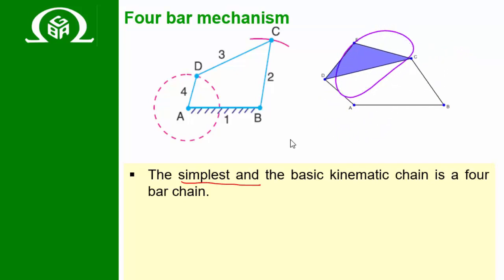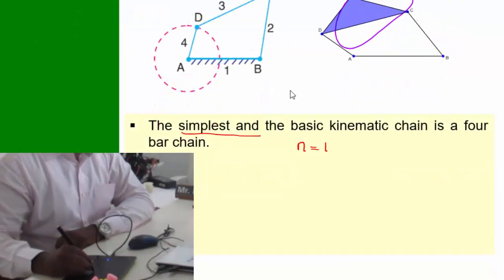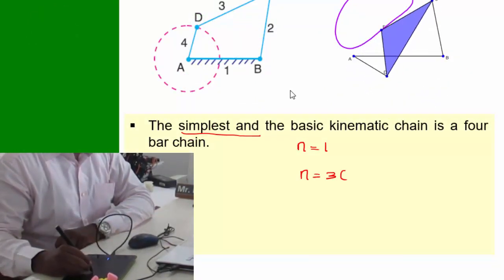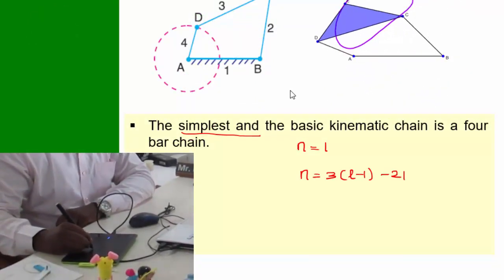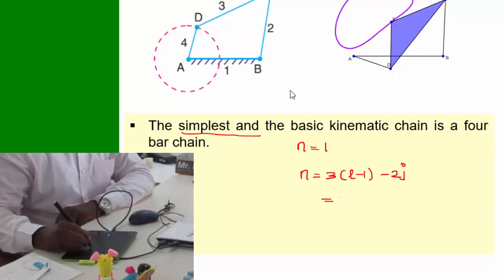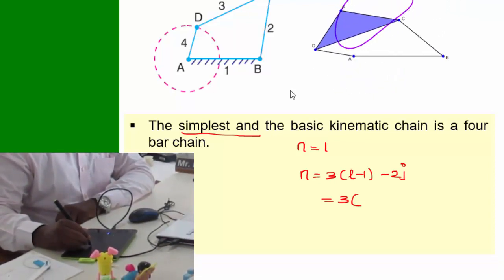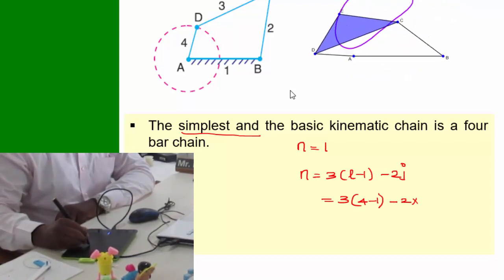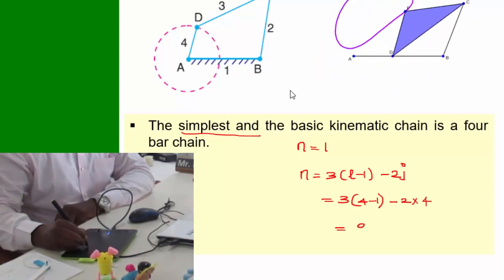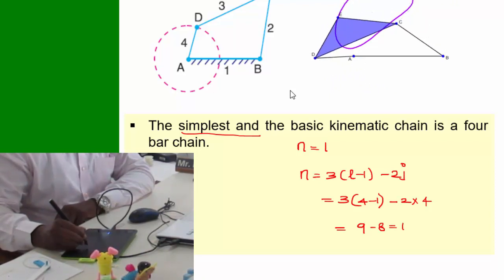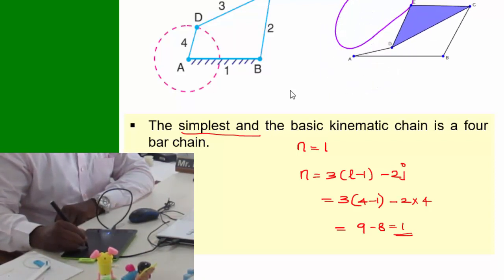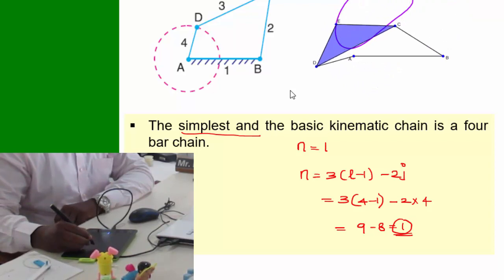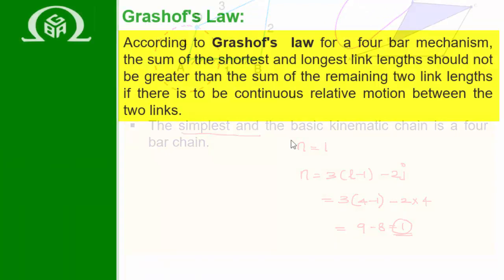Here the degree of freedom is n equal to 1. n equal to 3 into (L minus 1) minus 2j. 3 into (number of links 4, 4 minus 1) minus (number of joints 4, 2 into 4). So 9 minus 8, that is equal to 1. Degree of freedom 1. That is why it is called simple mechanism.